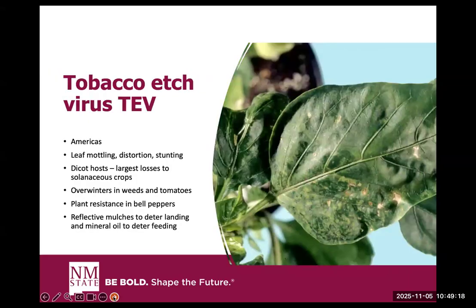Tobacco etch virus, another potyvirus found throughout the Americas, causes leaf mottling, distortion, stunting. Here's that etching pattern here. It goes to a lot of different things. It can overwinter in weeds and tomatoes. It will cause its largest losses to solanaceous crops. There's resistance in bell peppers. And here, once again, that reflective mulch, have them go elsewhere, and maybe mineral oil or those stylet oils to just keep them from feeding. So instead, they'll groom.